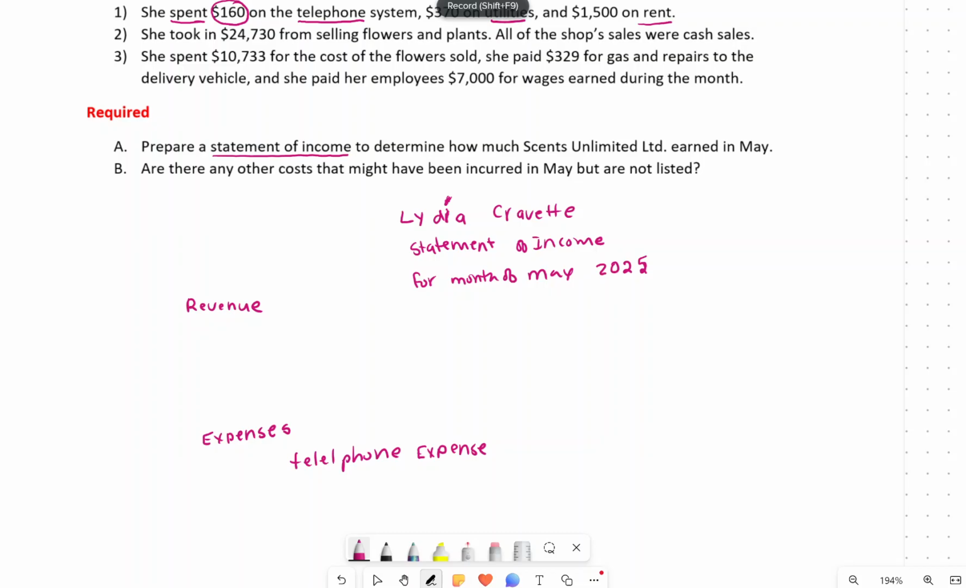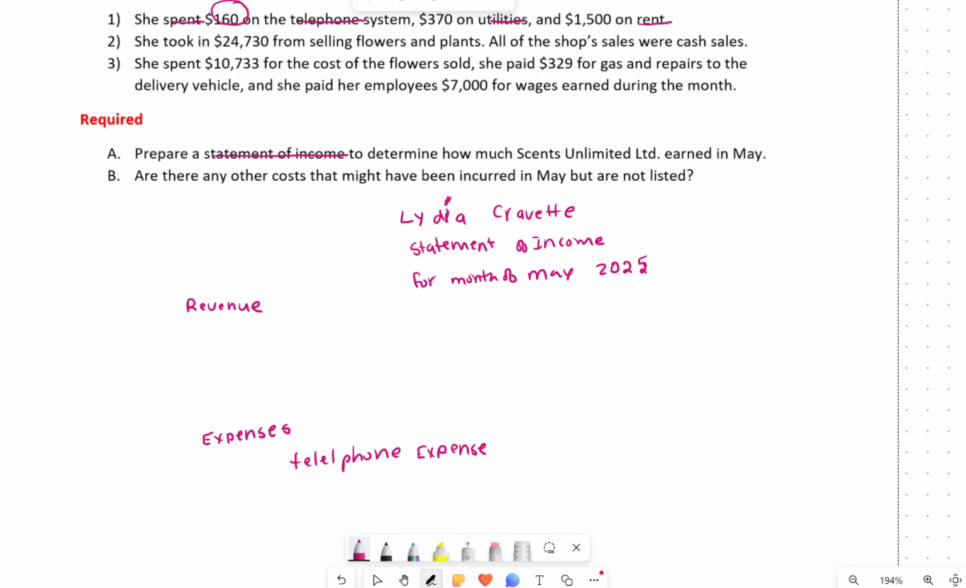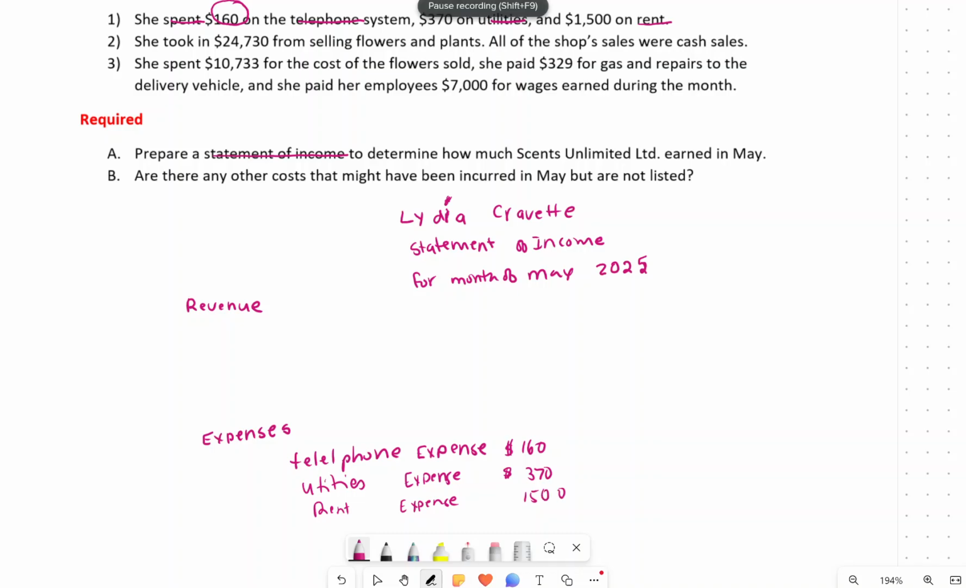The telephone expense is, the question says, $160, and we have utilities, which is also an expense. The cost of the utility to Lydia was $370. She also paid rent, which is an expense, and that will be $1,500. So now the part, we already dealt with the first part.